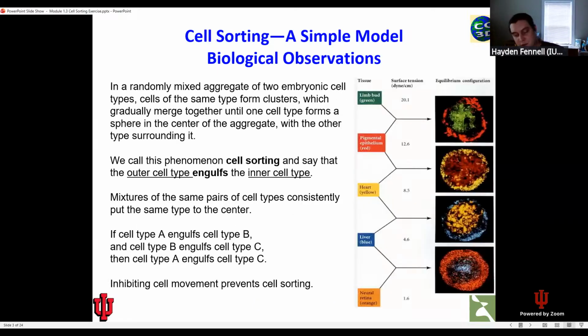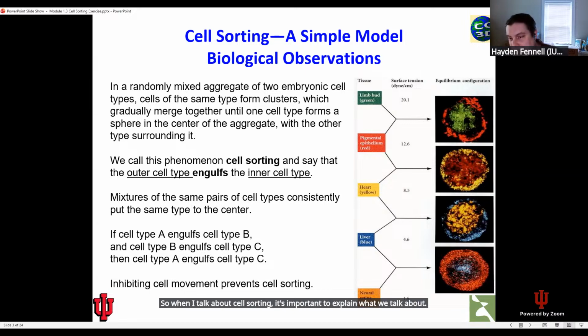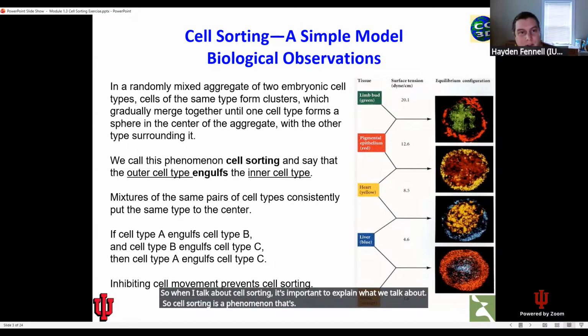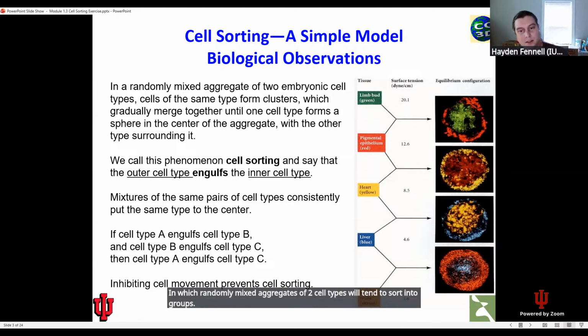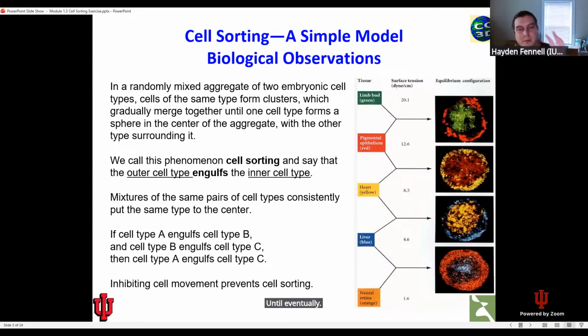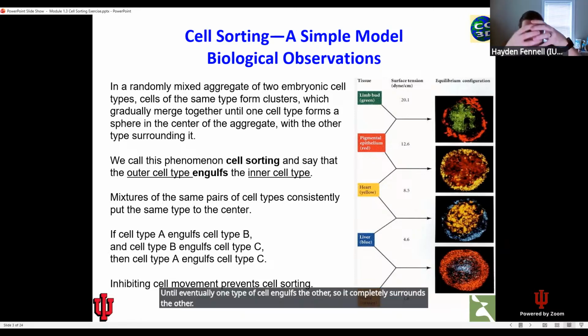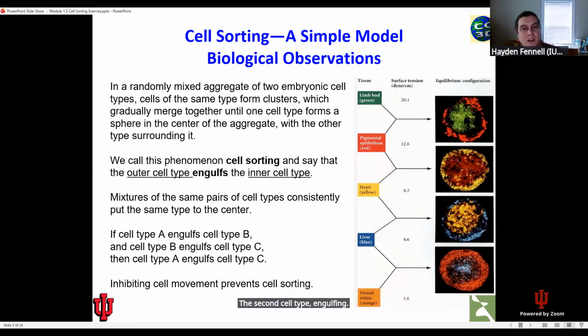So when I talk about cell sorting, it's important to explain what we talk about. Cell sorting is a phenomenon that's observed during embryonic development in which randomly mixed aggregates of two cell types will tend to sort into groups of the same cell type until eventually one type of cell engulfs the other. So it completely surrounds the other. So there's a big blob of one cell type in the middle and then a sphere of the second cell type engulfing the central one.